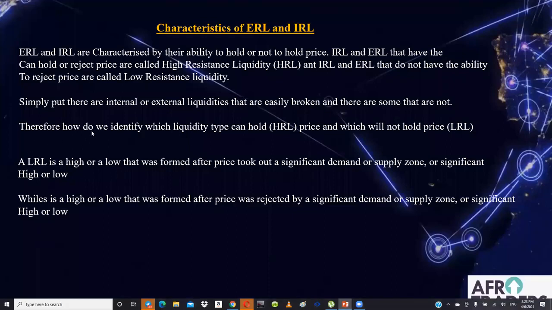So how do we identify which liquidity type can hold, that is, which one is a high resistance liquidity and which one is a low resistance liquidity? How do we identify them? Because if there is liquidity that can hold price and liquidity that cannot hold price, then we should know how they are. A low resistance liquidity is a high or low that was formed after price took out a significant demand or a significant supply or a significant high or a significant low.